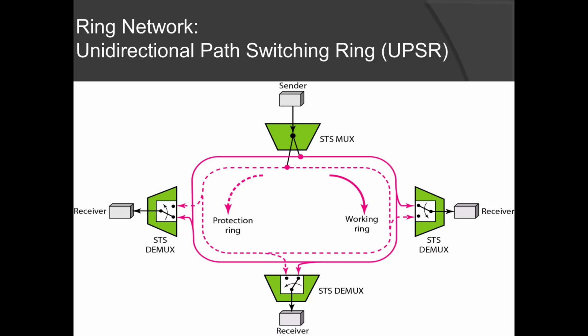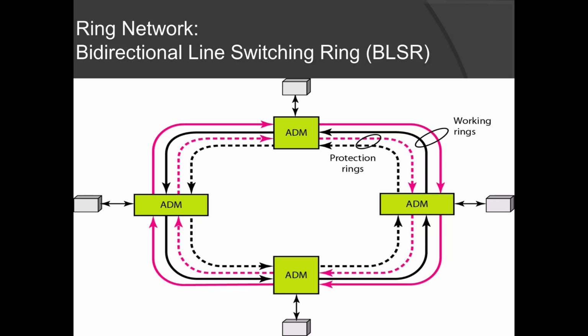In a ring network we have two types, UPSR and BLSR. UPSR is unidirectional path switching ring, and BLSR is bidirectional line switching ring. We are going to see what these are. First we will see the bidirectional line switching ring. A bidirectional line switching ring is connected to two rings: one is the protection ring and another one is the working ring.